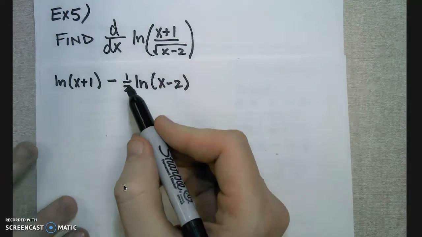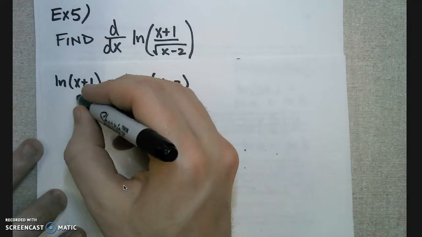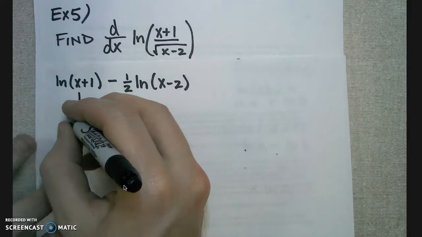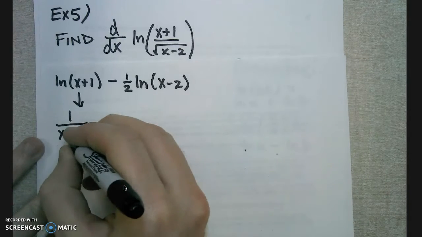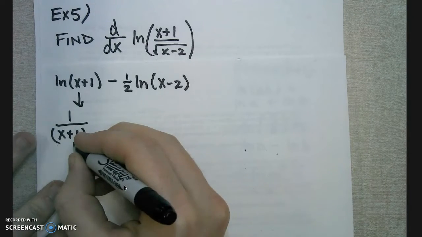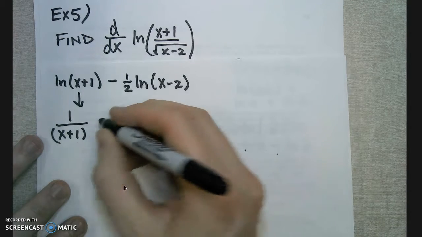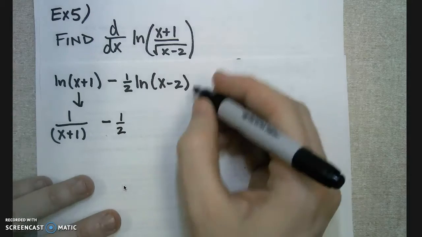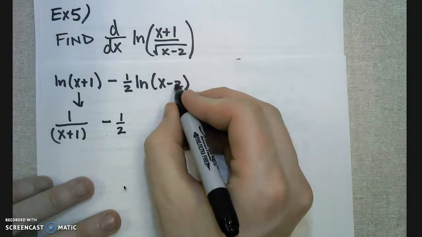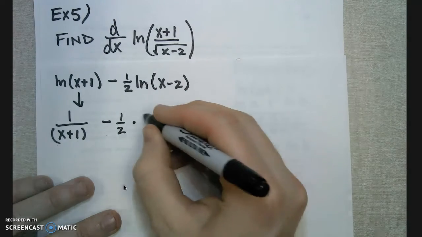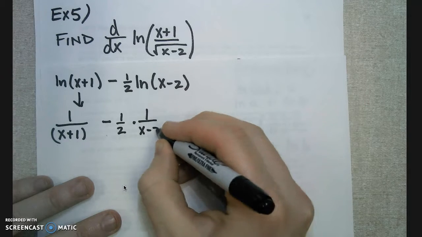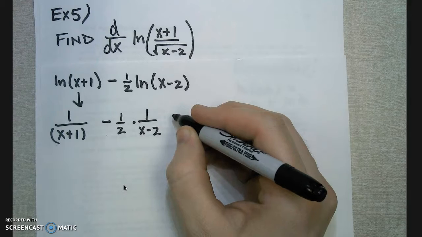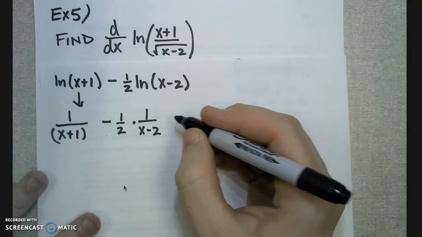And now I find my derivative. So the derivative of natural log x plus 1 would be 1 over x plus 1 times the derivative of x plus 1, which is 1. So you don't need that. Minus, there's a constant, you can leave it in front. Then you do derivative of natural log x minus 2, so that would be 1 over x minus 2 times derivative of the inside, x minus 2, which is just 1. So again, it doesn't matter.